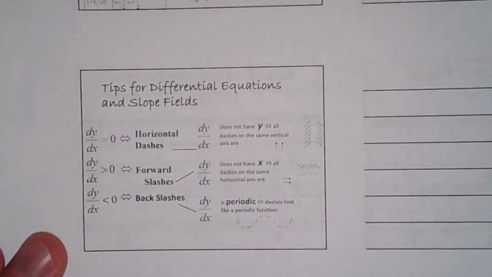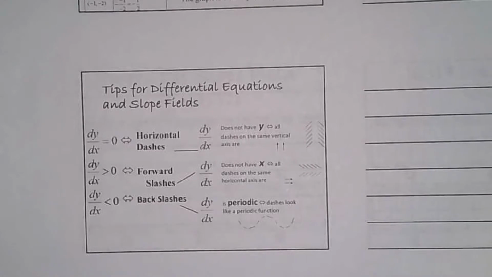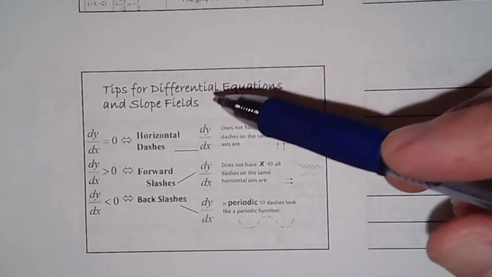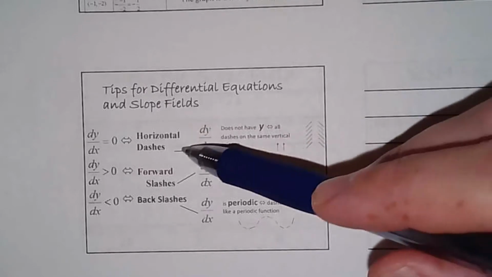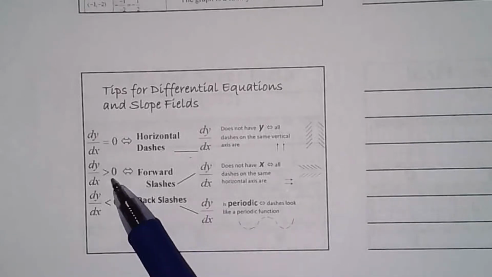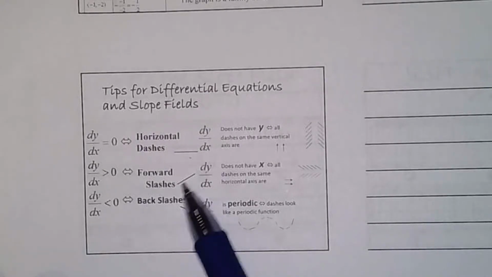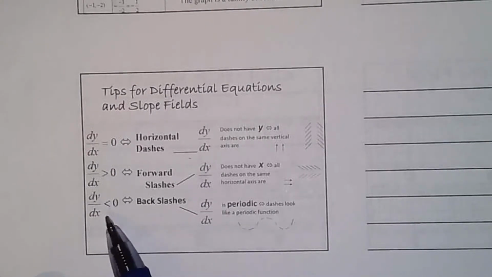Okay, now let's look at tips for differential equations and slope fields. If the differential equation dy over dx equals 0, you get horizontal dashes. Those are horizontal tangent lines, like the ones that we just saw. So like this right here. If dy over dx is greater than 0, you get a positive slope. We just went over those. This is a positive slope, a forward slash. If the differential equation is less than 0, you get a negative slope, backslashes.